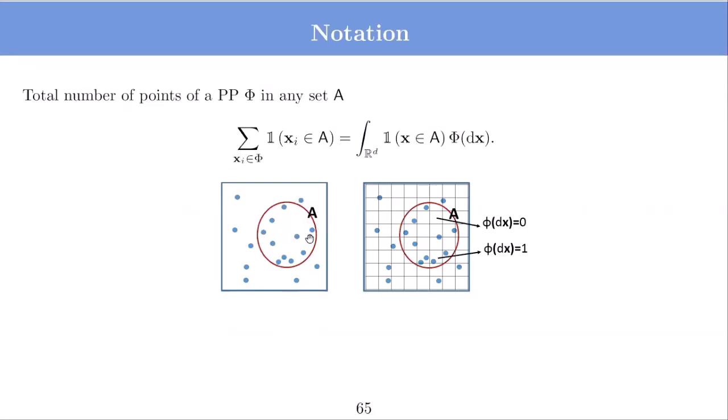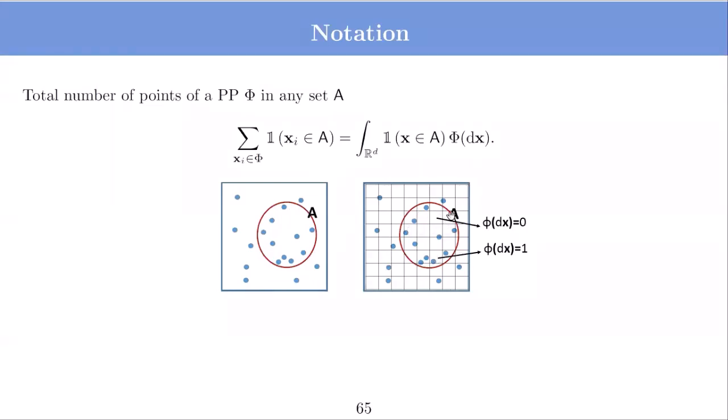Another way to do this same calculation is that instead of going to each point, I can divide the space into small intervals. For each interval, I count how many points are there. And I only count for set A. So I divide the complete space into small intervals.